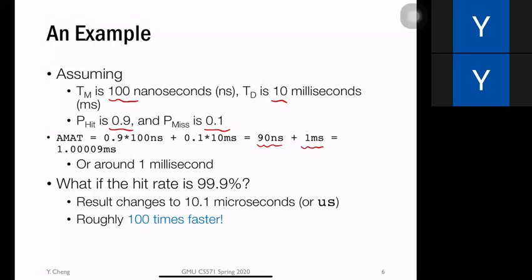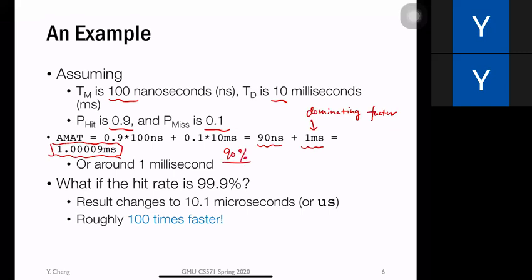As you can see, obviously, the second factor is the dominating factor, because it is just too much larger compared to the very first factor. As a result, the final result is almost like the second factor. This is just because the disk is just too slow, right? So this is under the condition where the hit ratio is 90%.